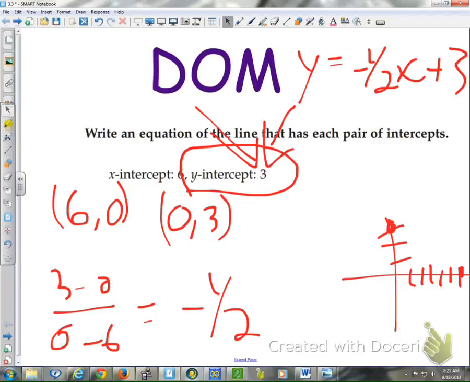That's a 0. It's a black hole of nothingness. How's 0 minus 6 too? Yes. 3 minus 0 and 0 minus 6. Hence, negative 1/2.